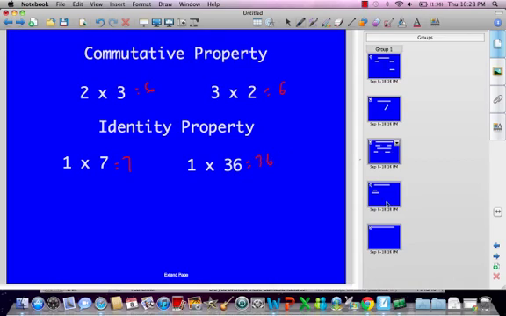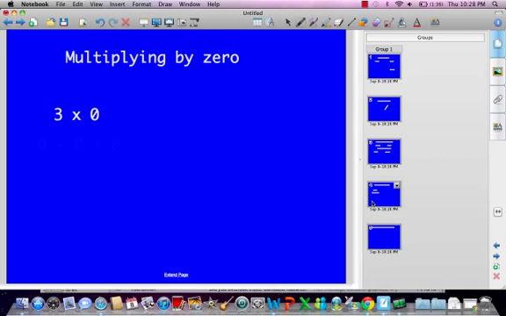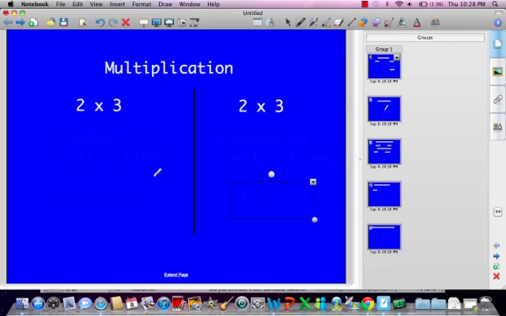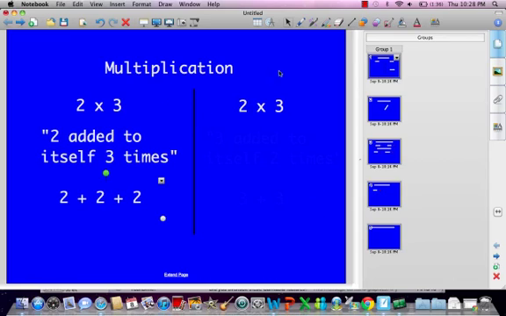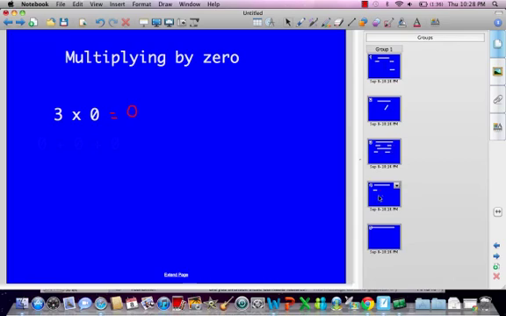Alright, if we multiply by 0, you recall from this first slide, we probably know, by the way, the answer to this, 3 times 0, is going to equal 0. But a lot of times people can't explain that. Remember over here we said 2 was added to itself 3 times, and we said that would be 2 plus 2 plus 2. Well, in this case we have 0 added to itself 3 times. What's 0 plus 0 plus 0?